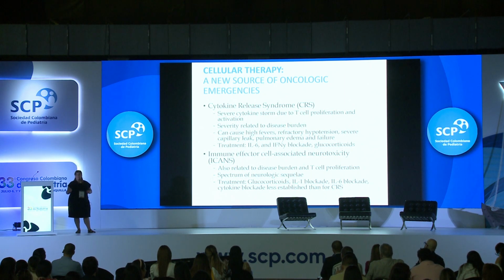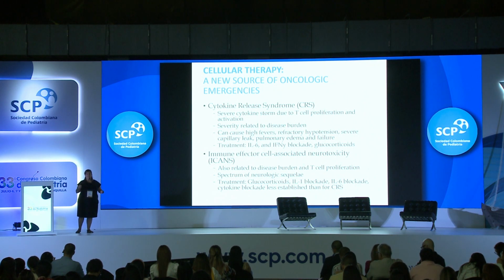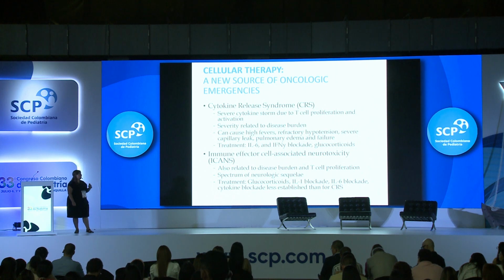It typically occurs a little bit later than CRS, but it's also related to disease burden and T-cell proliferation. And you can have a spectrum of neurologic sequelae. It can range anywhere from altered mental status to a little bit of aphasia to complete stroke-like symptoms or immobility or impairment. Treatment for this is also evolving and a little bit less understood than cytokine release syndrome, but includes steroids as well.